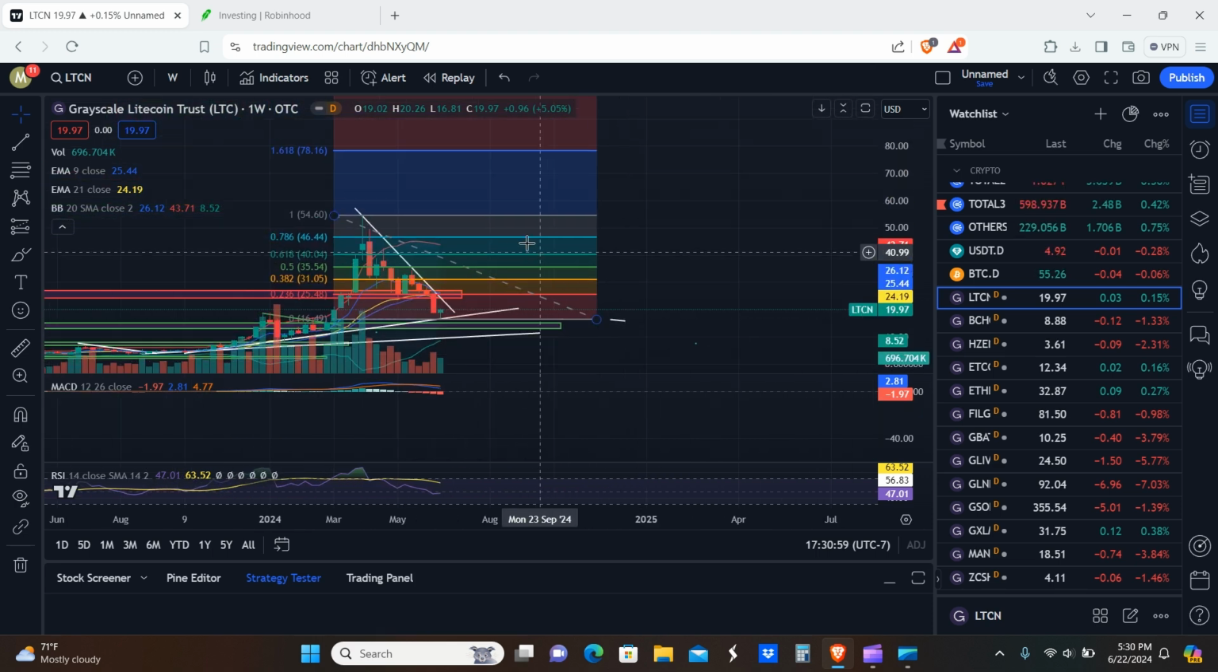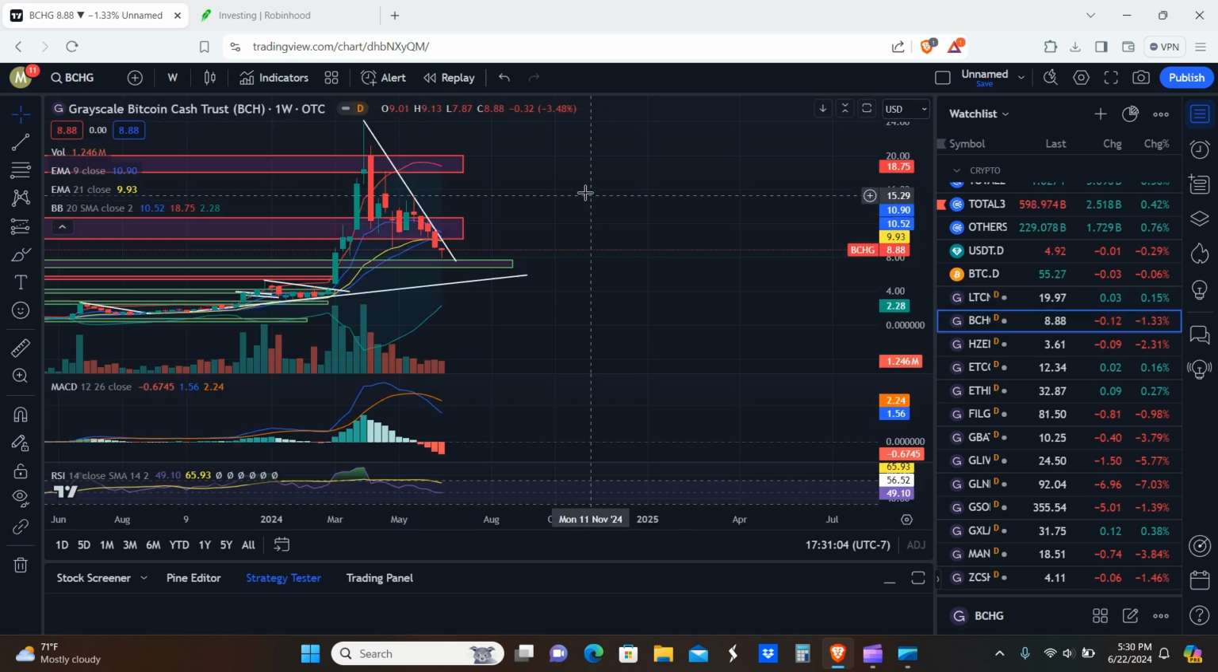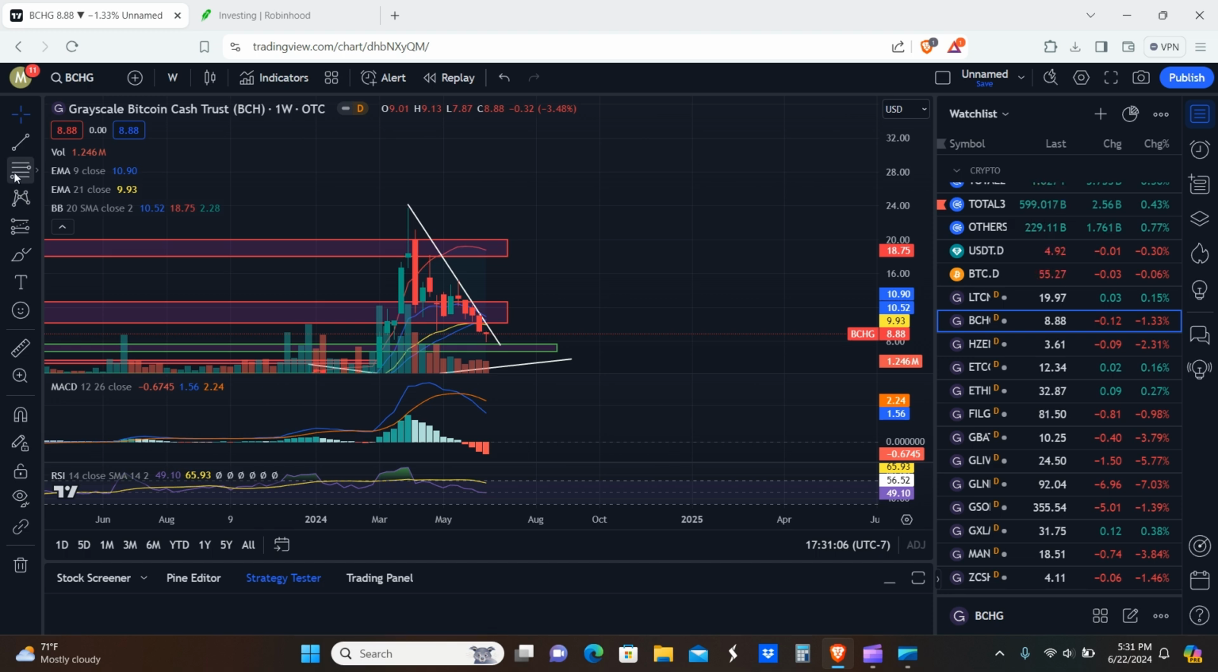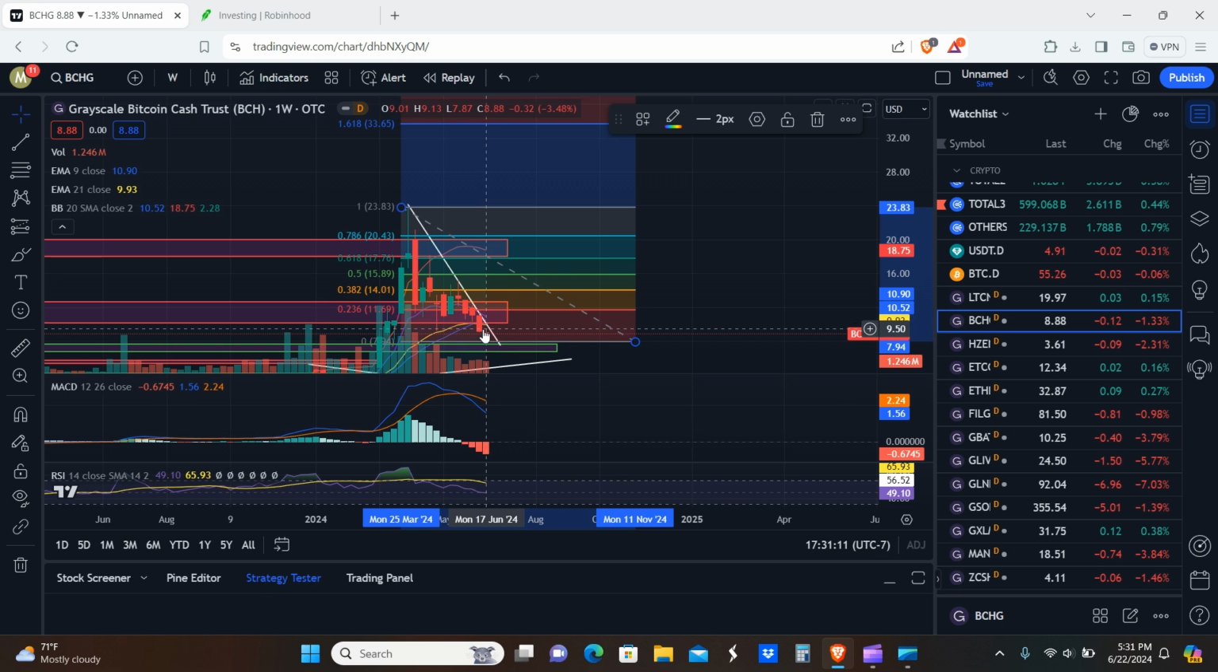So those are the current LTCN Fibonaccis. Now we're going to go over to BCHG. We're going to do a similar thing here, from the swing high to the swing low, assuming this is the swing low.